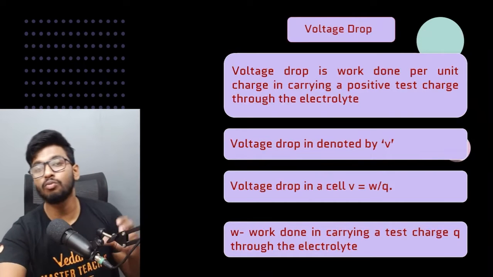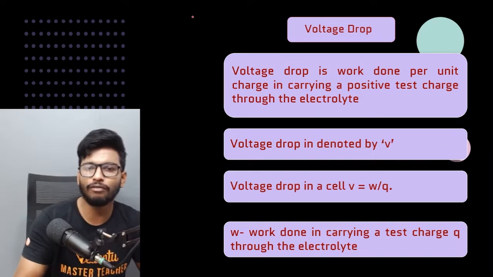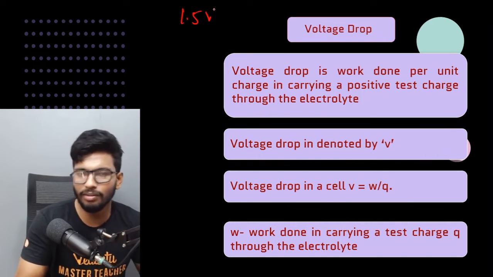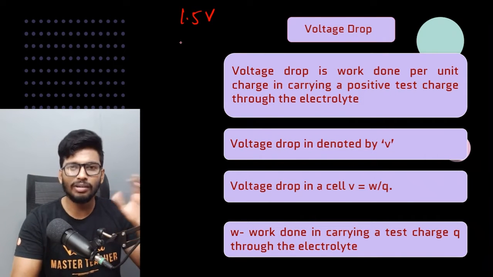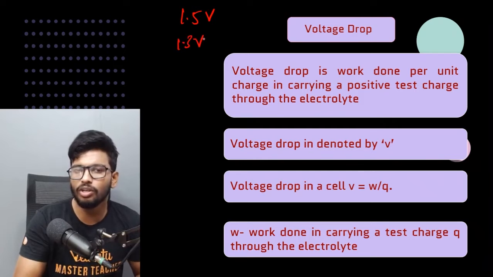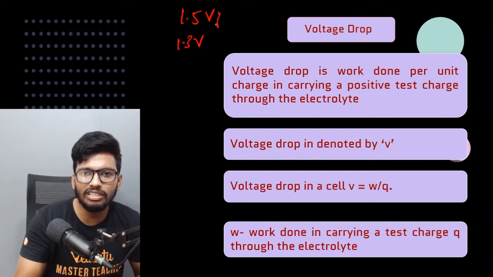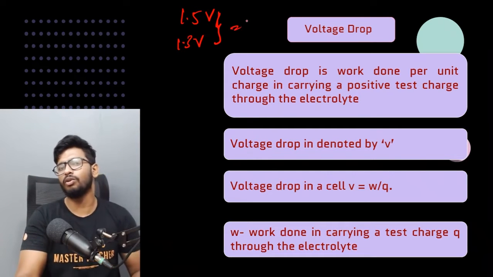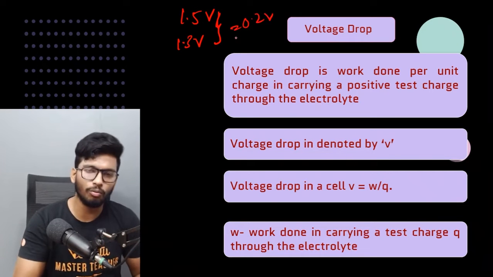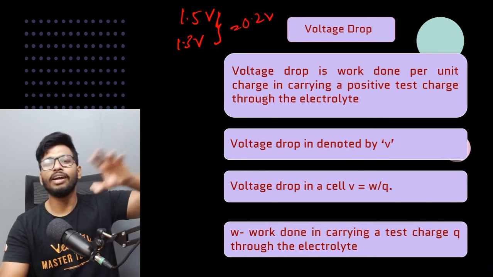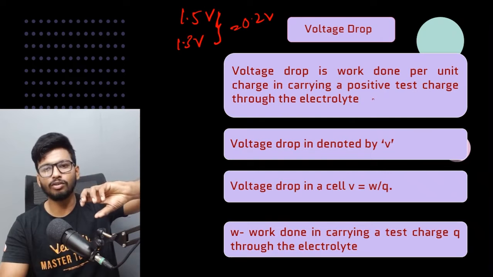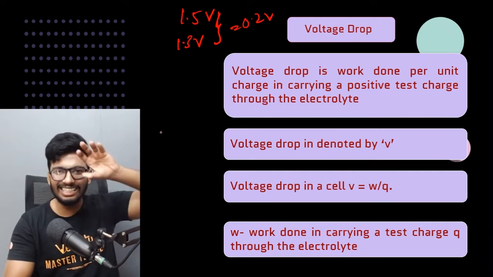Finally, we also have something called voltage drop. Like I told you, if the potential difference supplied by the battery is 1.5 volts, but what you're actually getting is 1.3 volts, then this difference that you see is called voltage drop. So that's around 0.2 volts, right? It is the work done to carry a positive charge through the electrolyte inside the cell.